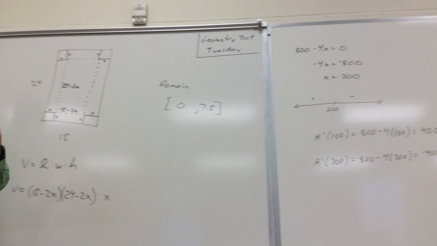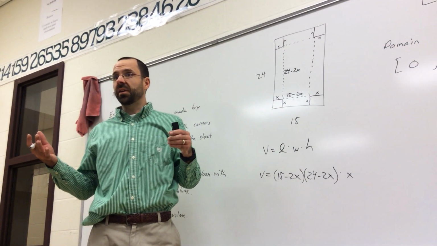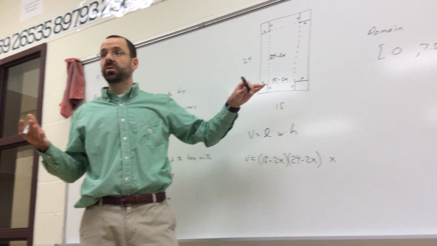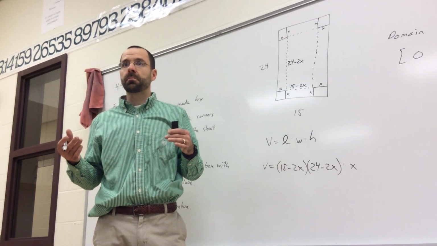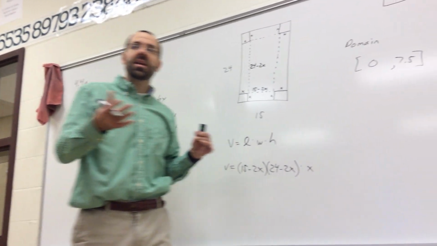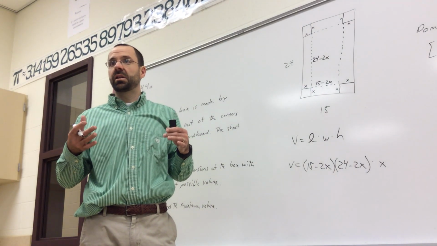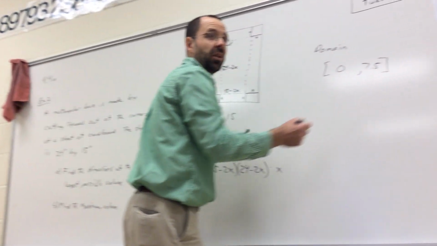So in example 1, we didn't have a closed interval, so we couldn't use the closed interval method to find our absolute max. But on this one, we have a closed interval, so we can use the closed interval method to find our absolute max. The way that goes is you have to find the critical values and then the endpoints. So we've already got the endpoints, that's good.